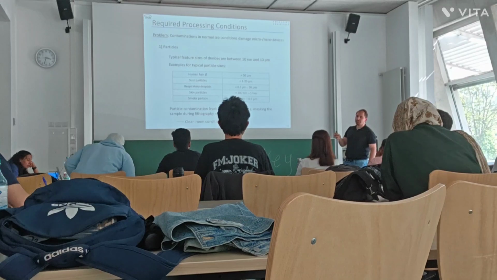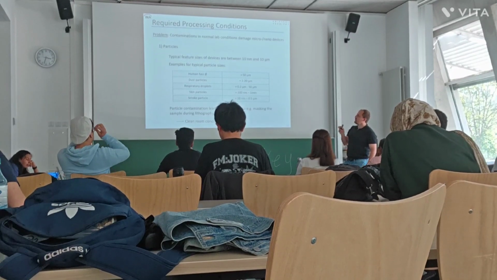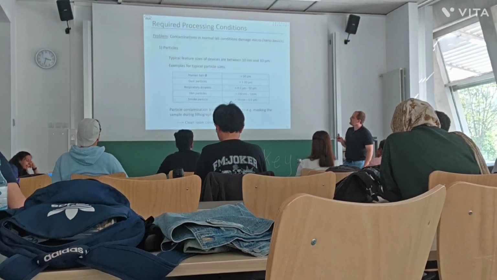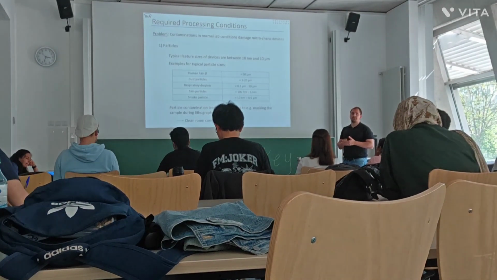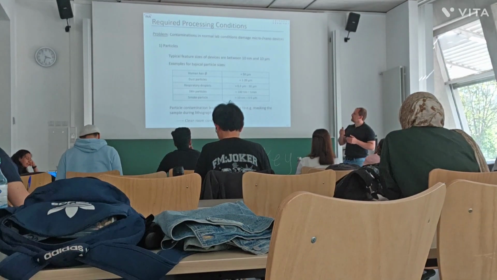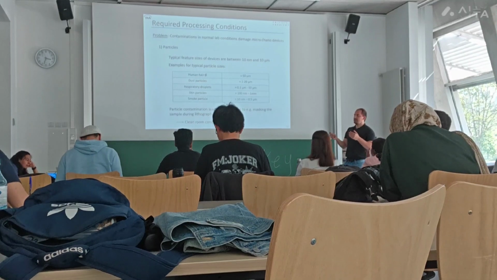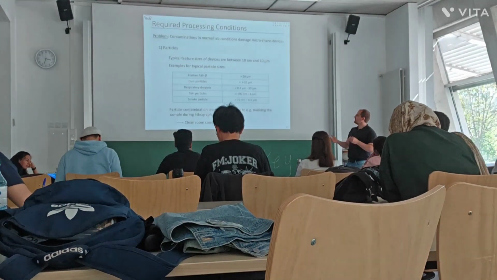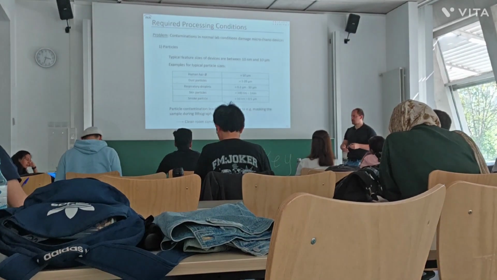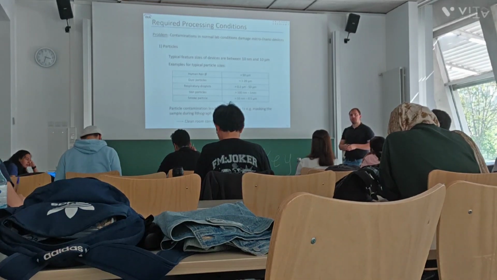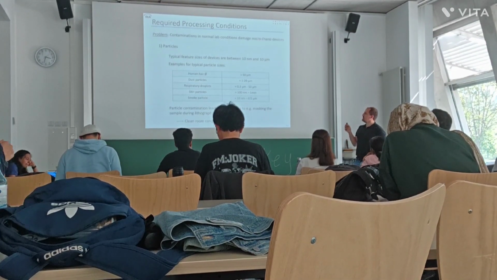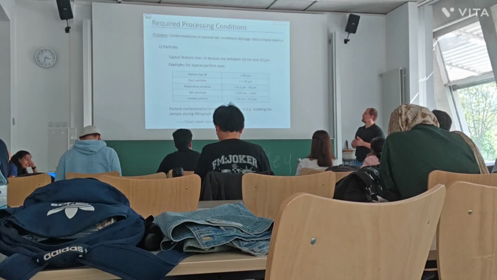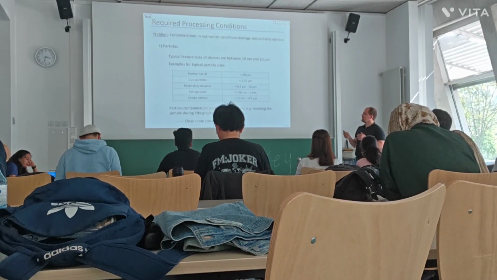So the problem is that in normal lab conditions, we can have contaminations which damage our micro or nano devices. As Mr. Isaka already said, we are working in a feature size range between 10 nanometers to, let's say, 100 micrometers. If you now think about possible particles which would contribute, we can think about, for instance, the human hair.